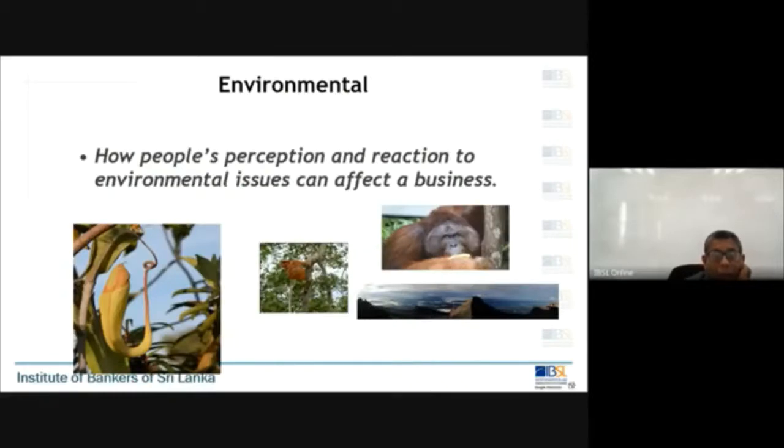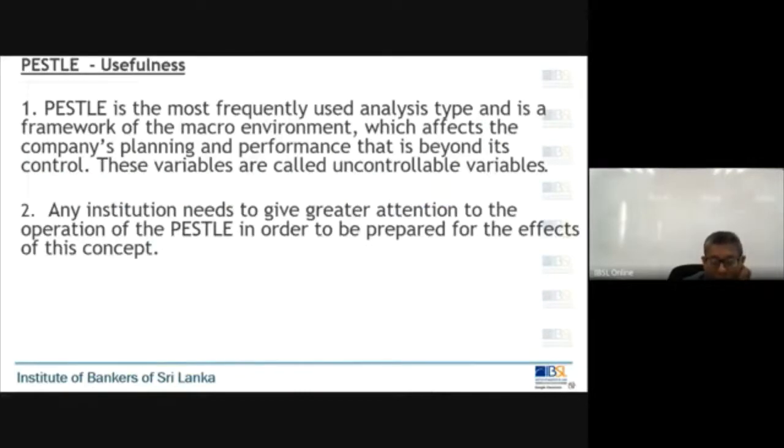And also the environmental factors. Today people talk about green financing, right? Green loans, all these things we need to take into account when developing our strategic plan, right? So these are the PESTEL factors. I briefly explained to you some of the factors and how they impact your business.